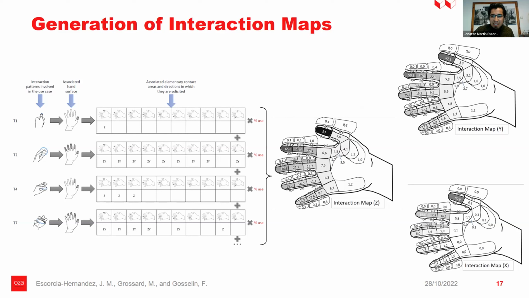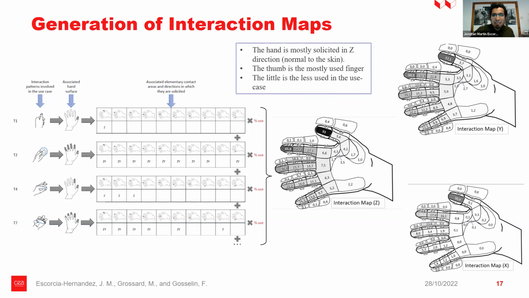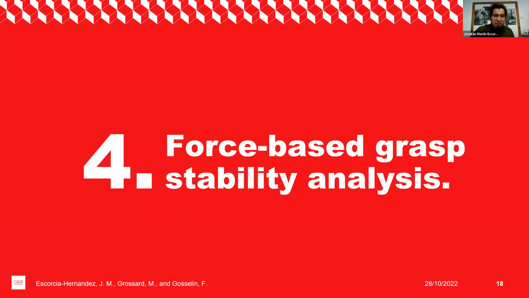These interaction maps are useful to take some decisions regarding the kinematics of the fingers based on the frequency of use of the whole use case by each elementary contact area. In this case, most of the tasks solicit the C direction, and the thumb is the most used finger. So with this information, the next part is the force graph stability analysis.